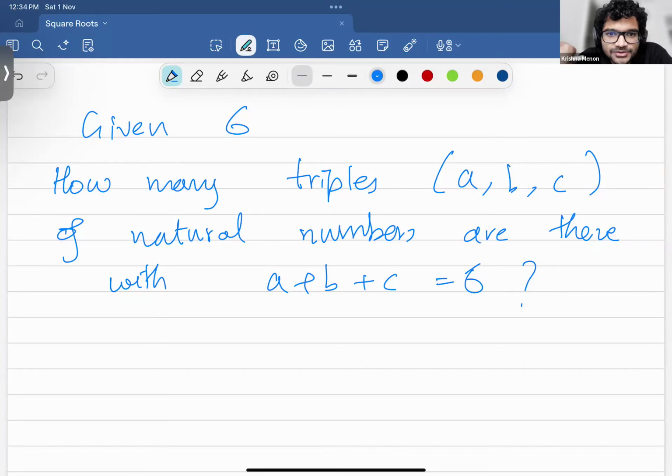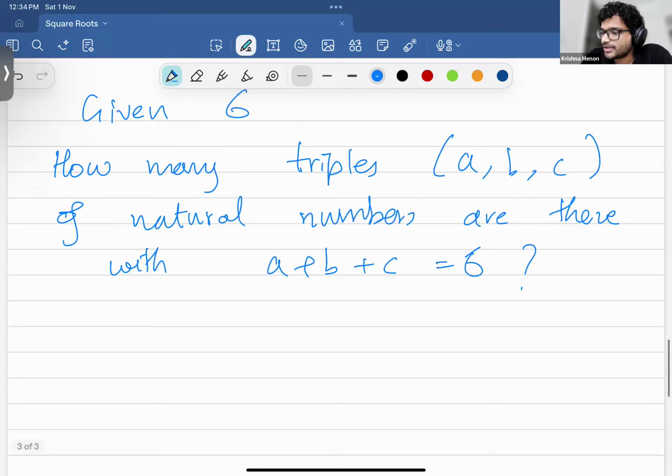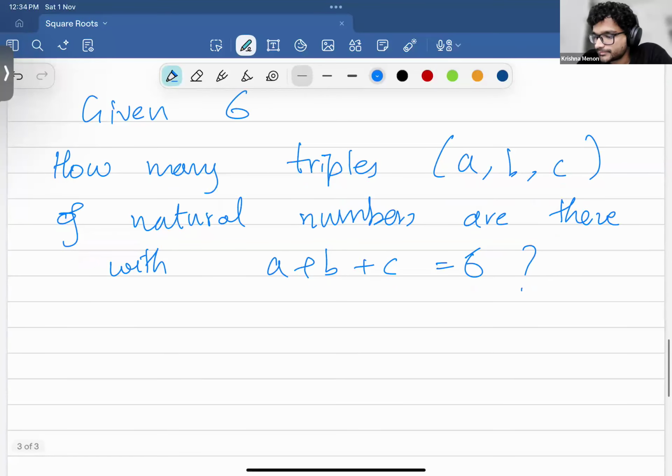Okay, so Madhusudan, there are 6 different pairs for this specific question. Can you tell me what these pairs are? Yes, sir. The first pair is 1 plus 2 plus 3. The second pair is 1 plus 3 plus 2.